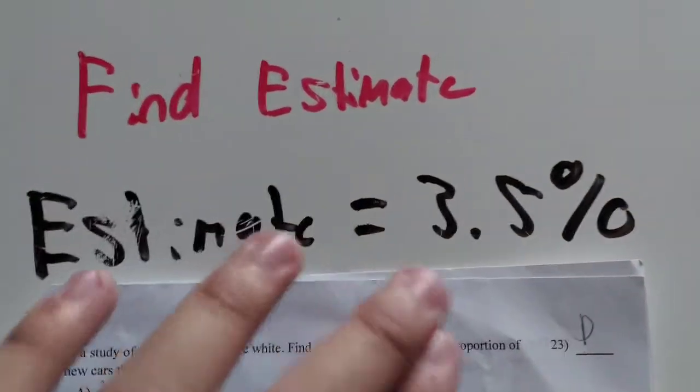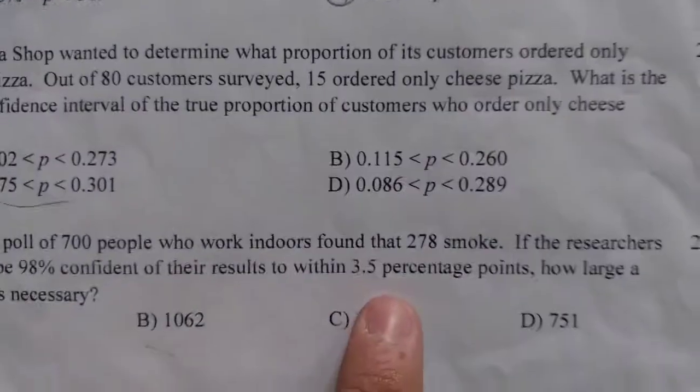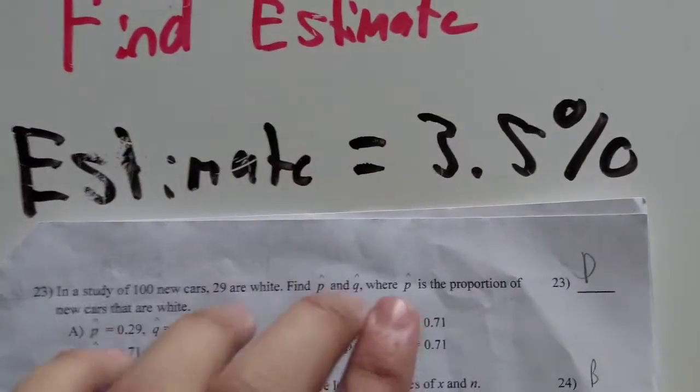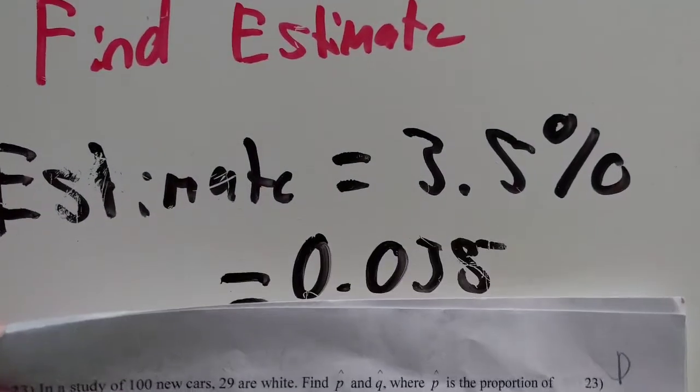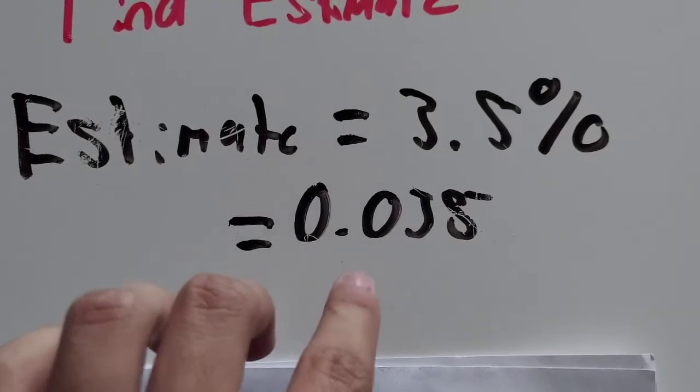Notice how it's 3.5%, not 3.5 as a decimal. This says right here, percentage points. So that's why we get the percent. Now we actually want to turn it into a decimal. So the estimate is equal to 0.035.